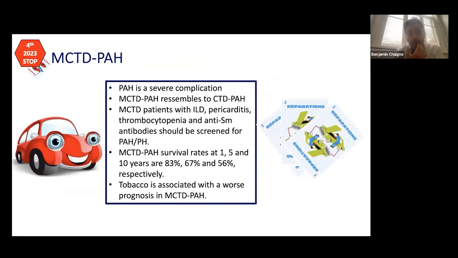To conclude on this work, we confirmed that PH is a severe complication of MCTD. We showed that MCTD PH resembled other CTD PH. We found that MCTD patients with ILD, pericarditis, thrombocytopenia, and anti-Sm should be carefully screened for PH. We also found that MCTD PH survival rates at 1, 5, and 10 years are 83%, 67%, and 56% respectively. And finally, that tobacco is associated with worse prognosis in MCTD PH.